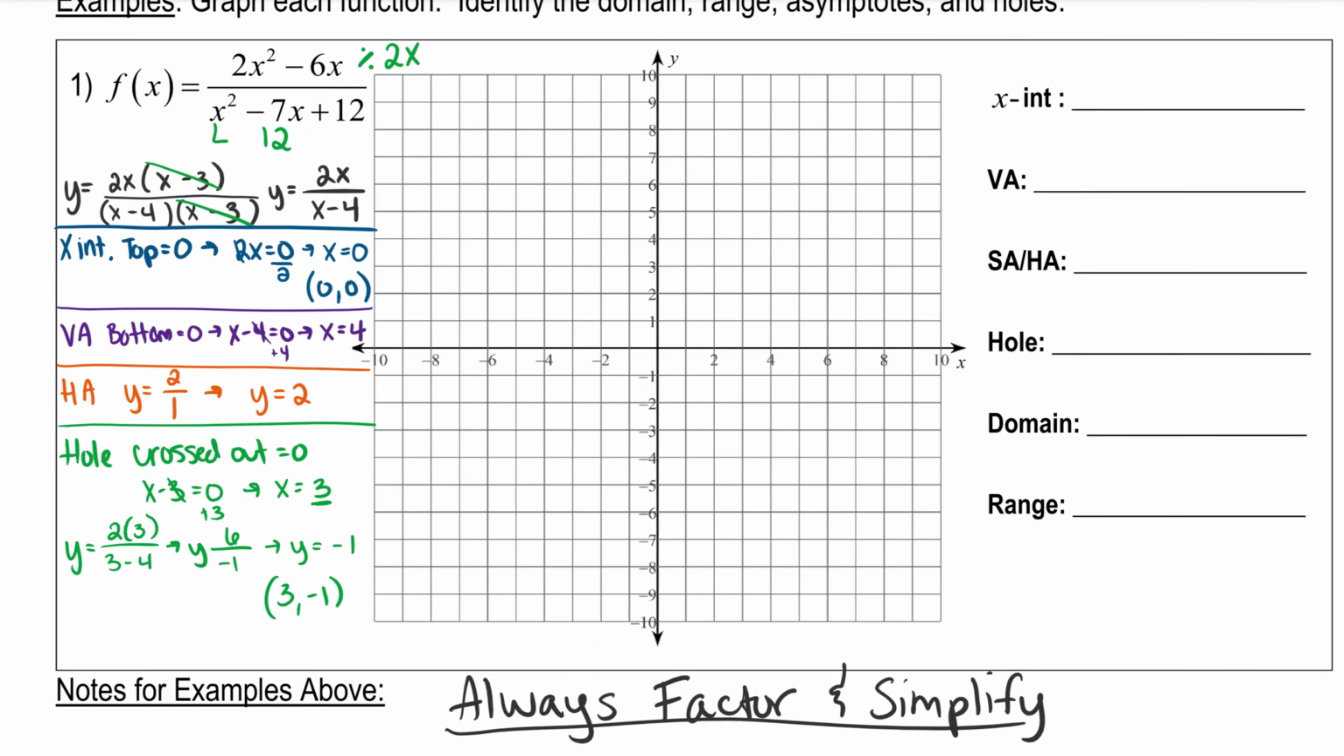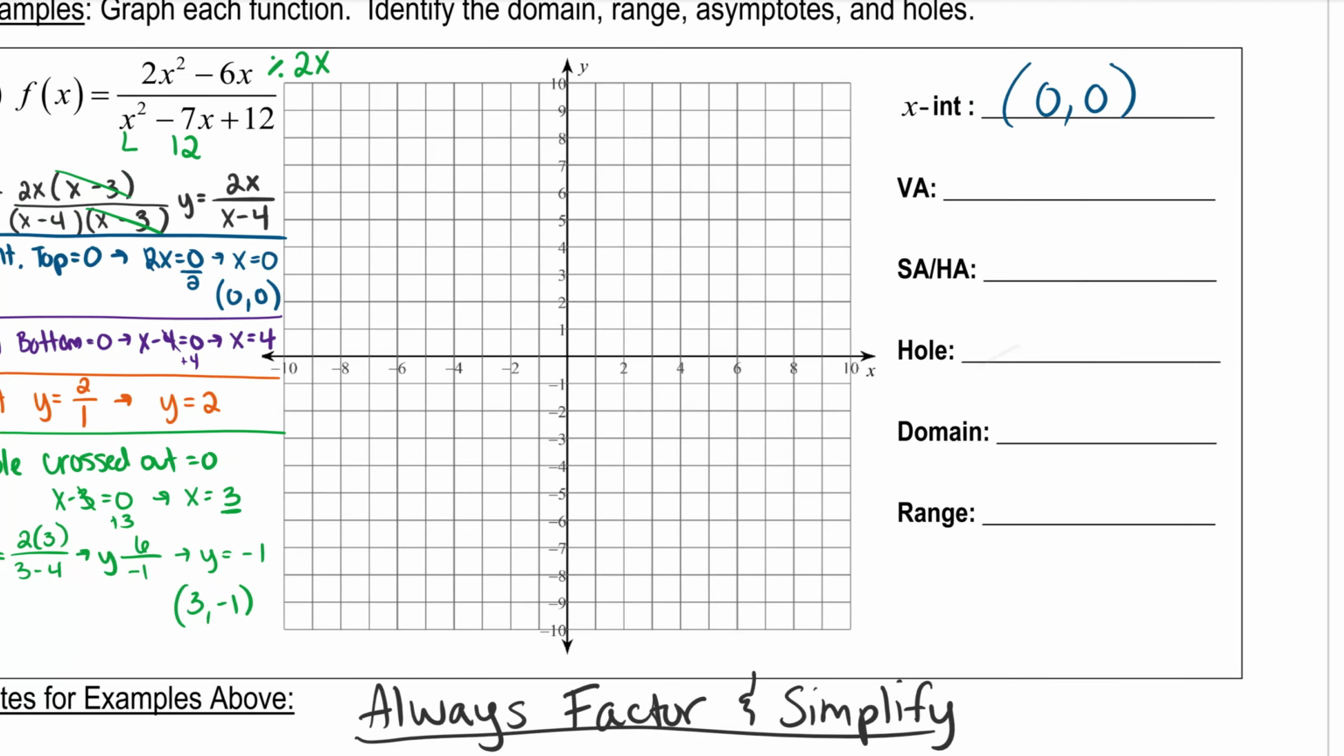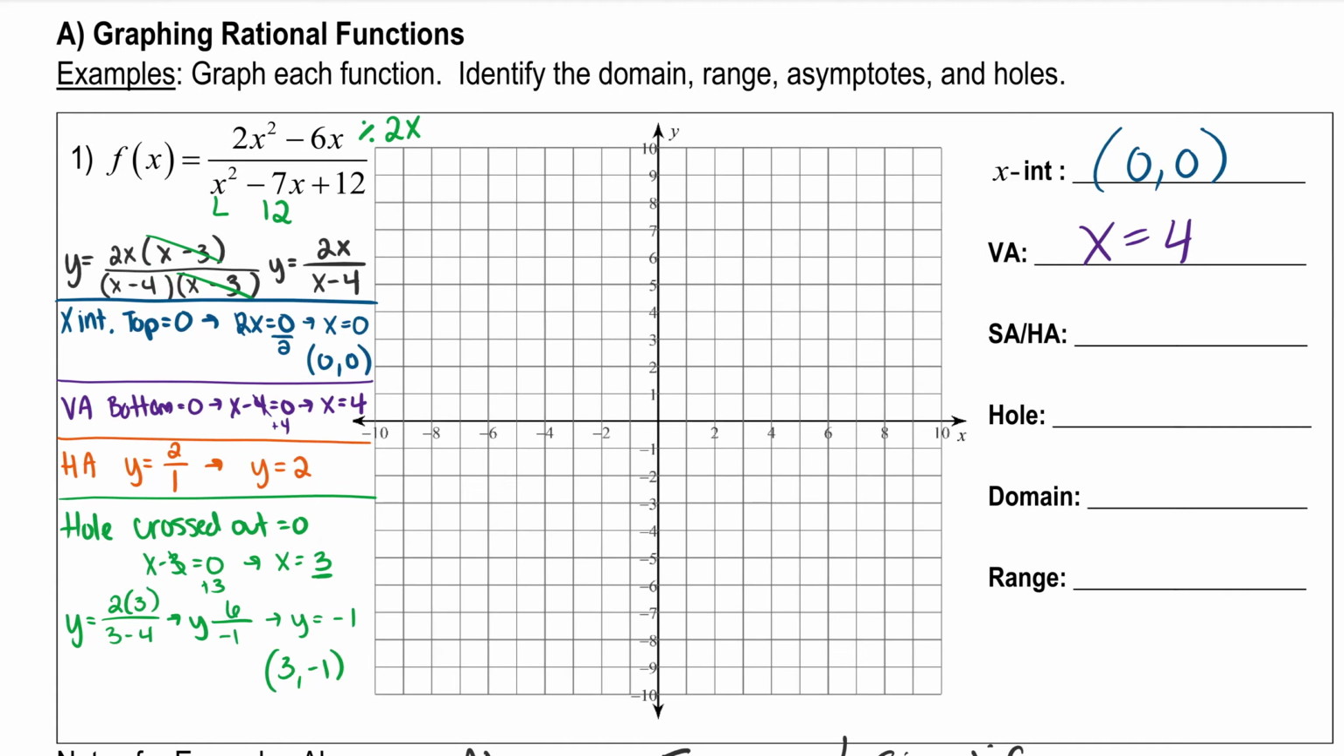So my x-intercept, if I look over on the left, is 0 comma 0. Okay, vertical asymptote is x equals 4. See where it says SA/HA? So you can't have both. So that means you're going to have to circle the one that you do have, and you can cross out the other one. I have a horizontal, and it is y equals 2. The hole that I found down here in the green would be 3 comma negative 1.